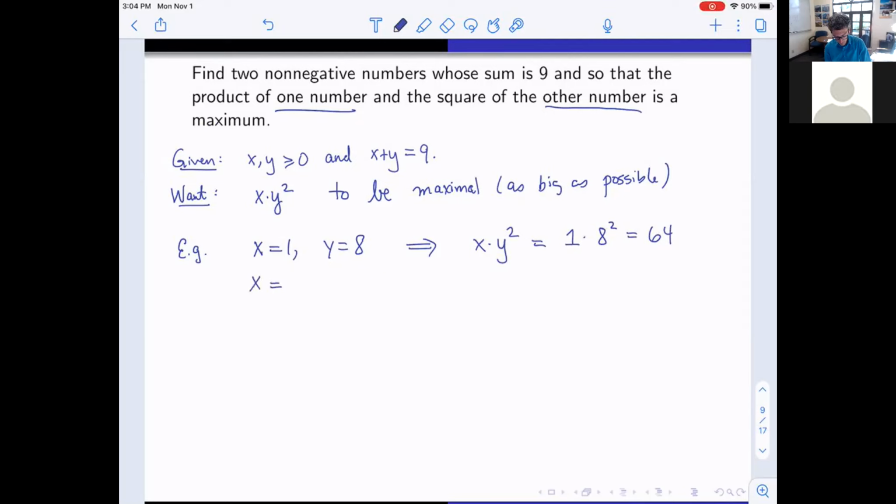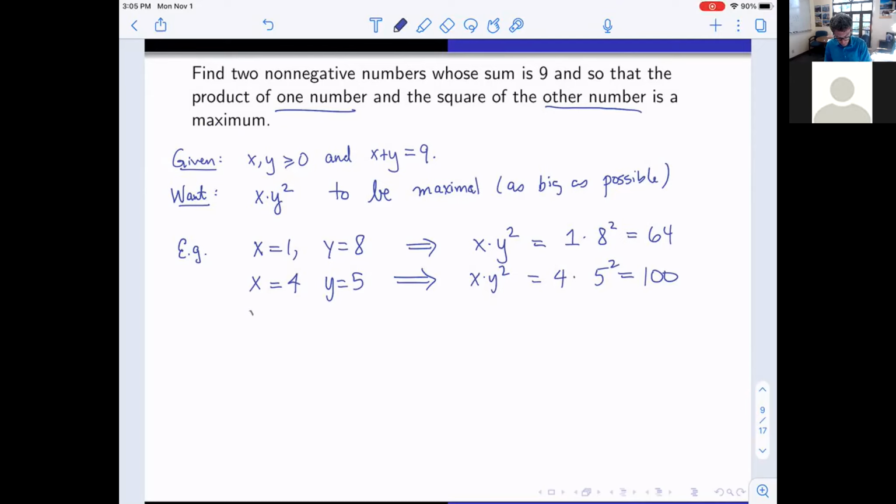But what would happen if, say, they were nearly equal? I don't want to deal with fractions, so let's say that one was 4 and the other was 5. Then, of course, they add up to 9. And now if we work out x y squared, that would be 4 times 25, and that would be 100. Right? So 25 there, of course, is just 5 squared. And you'll get 100. And so you see that, oh, wow, we got different numbers, right? And now the question is going to be, can we find numbers that might even be bigger than 100?